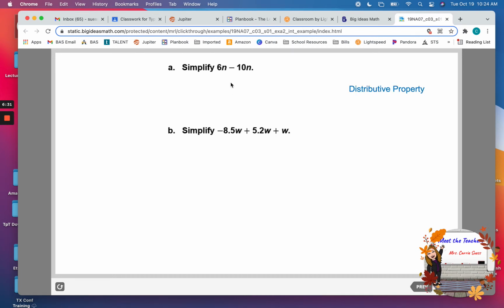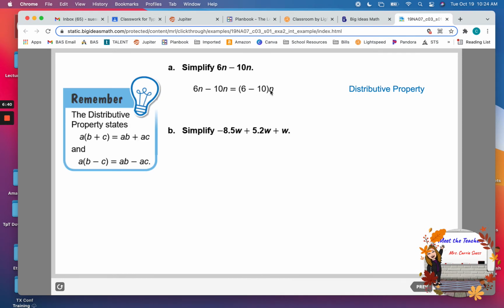So let me show you how you would rewrite this. You would take the N out of there, so it's almost like dividing the N away. See how they pull the N out and you just have the coefficients? Because if I went backwards and I do N times 6 and N times -10, you get this, right? This is reverse distribution.